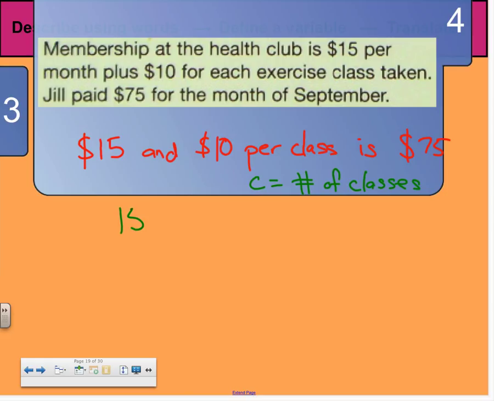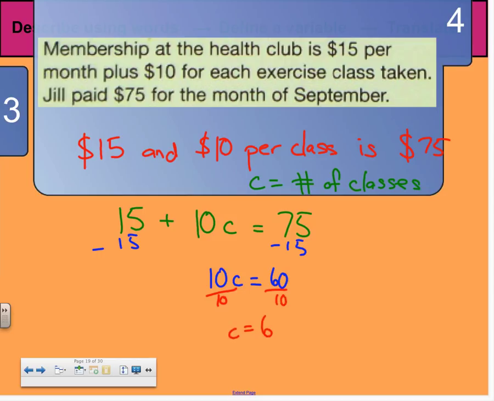I got 15 and 10 times C, right? $10 per class equals 75. Okay? So we've come up with our equation. Now, if they want us to solve it, we can figure out how many classes she took. Subtract 15 from both sides. That leaves me with 10C equals 60. Then I simply divide by 10, and I know the number of classes she took is 6.